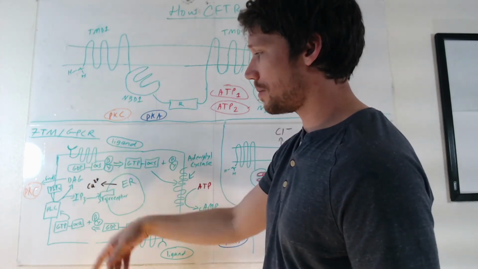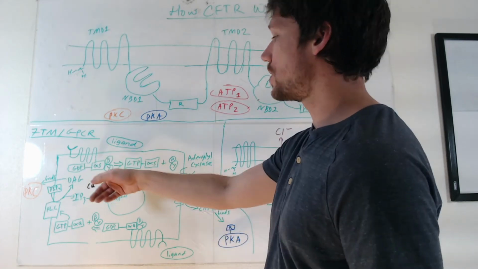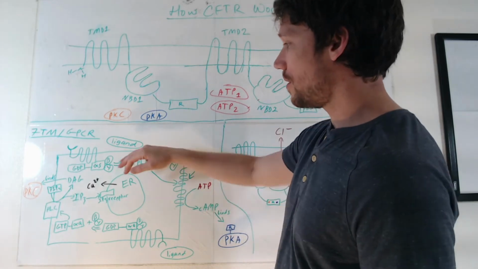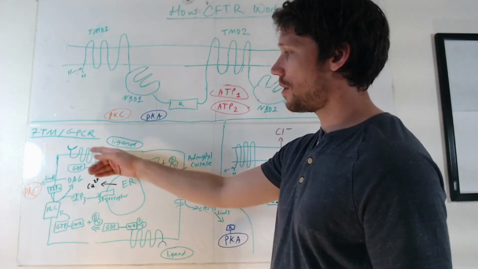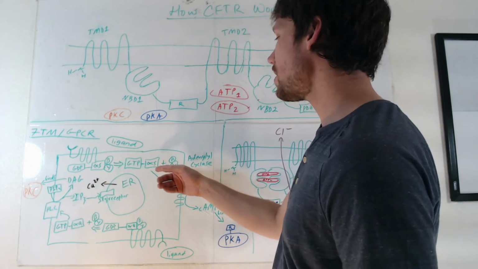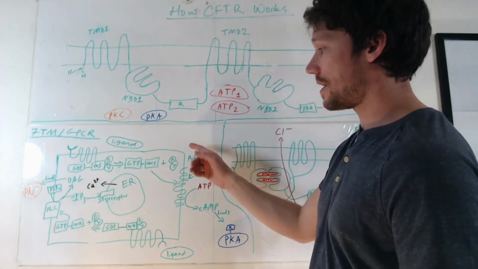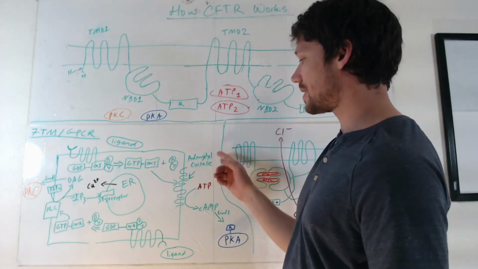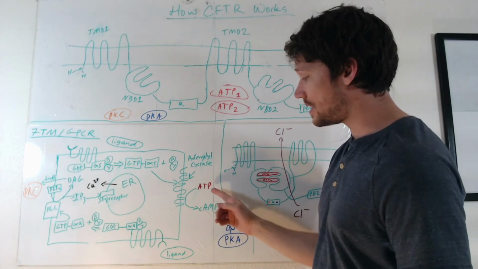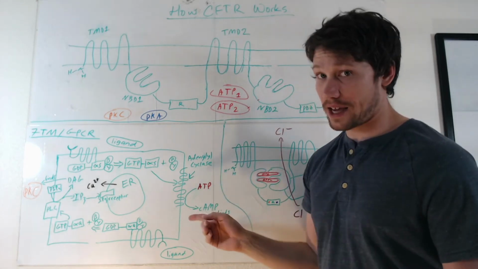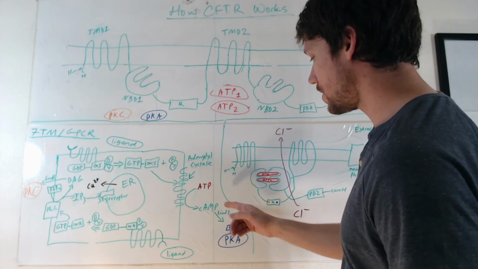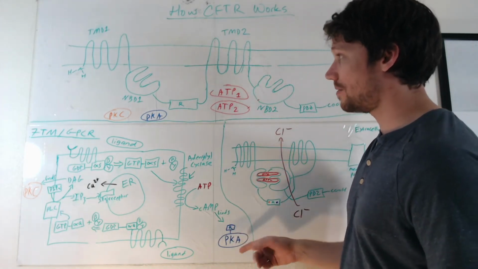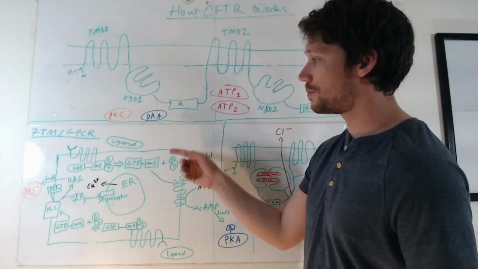This causes the GDP to be removed from the alpha S subunit, which then binds to GTP. Once this is bound to GTP, this whole subunit breaks off from the receptor and also breaks off from the beta and gamma subunit and is activated and moves over to adenylyl cyclase, which then takes ATP and forms it into cyclic AMP. Cyclic AMP then binds to the regulatory domain of PKA, which then allows it to be activated and move over into phosphorylation.